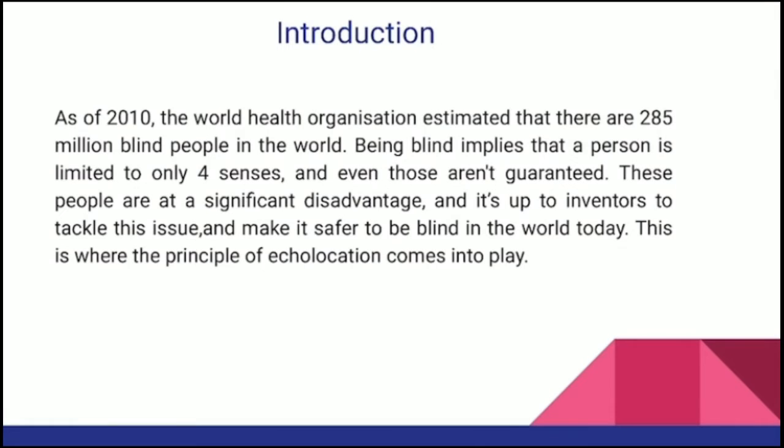As of 2010, the World Health Organization estimated that there are 285 million blind people in the world. Being blind implies that a person is limited to only 4 senses, and even those 4 aren't guaranteed. These people are at a significant disadvantage, and it's up to inventors to tackle this issue and make it safer to be blind in the world today. This is where the principle of echolocation comes into play.